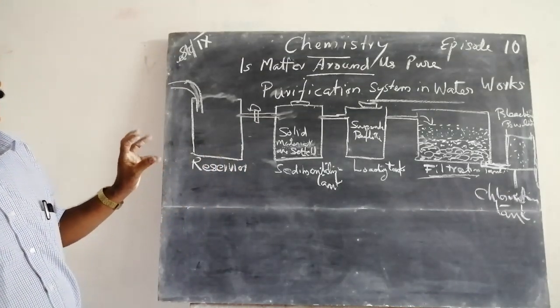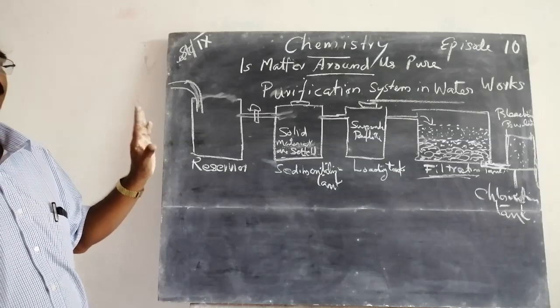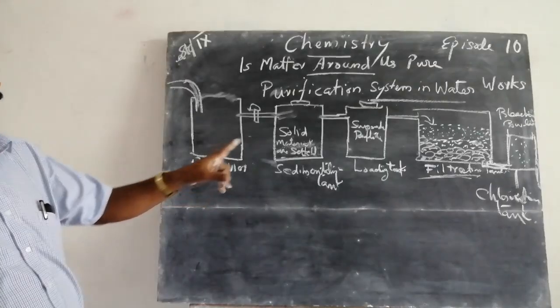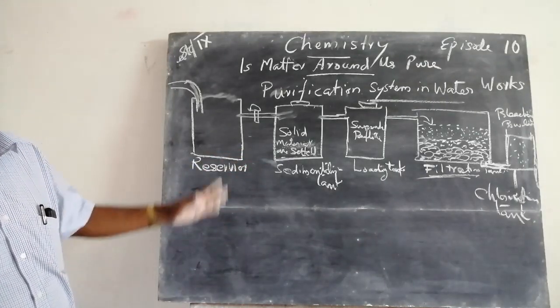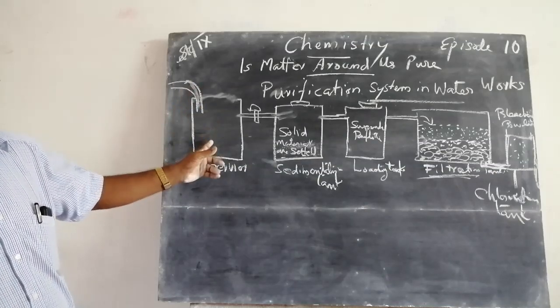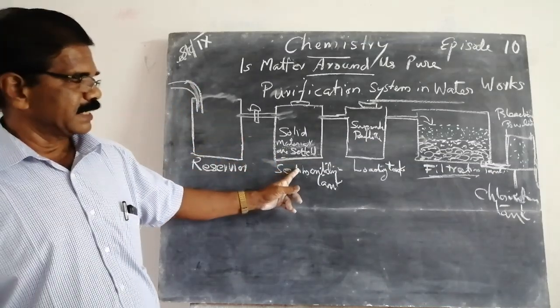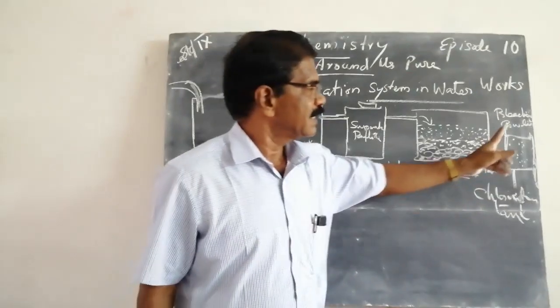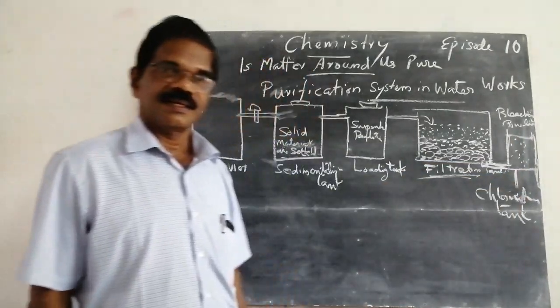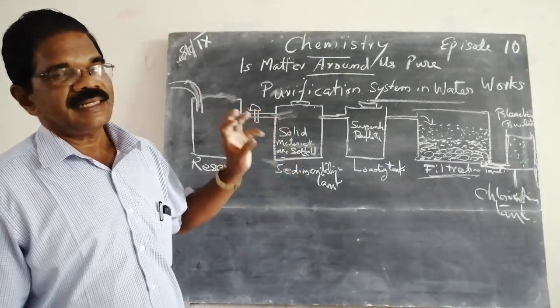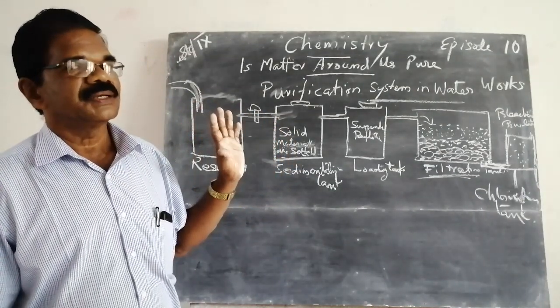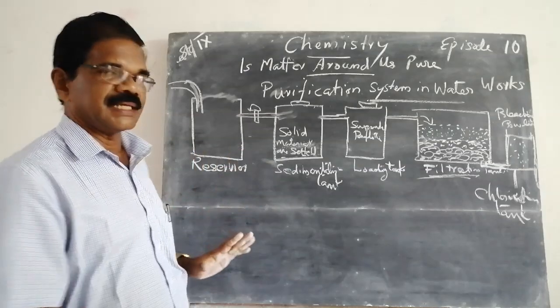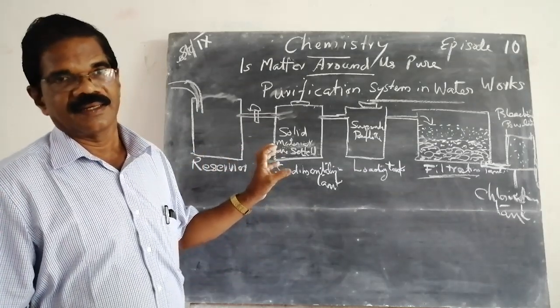First, we look at how many tanks there are. There are 5 tanks. What are they? First, the reservoir, sedimentation tank, loading tank, filtration tank, and chlorination tank. Then, the second thing we have to look at is what function is taking place in each tank.